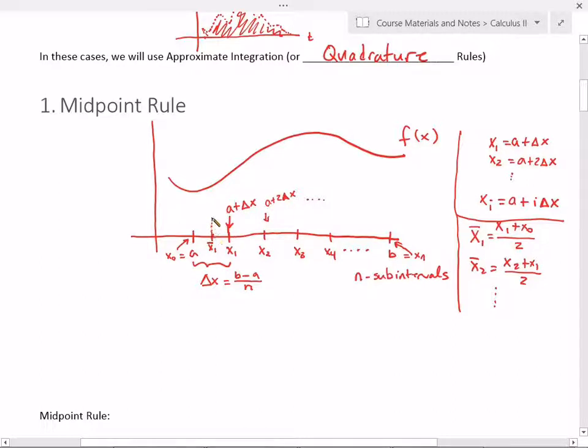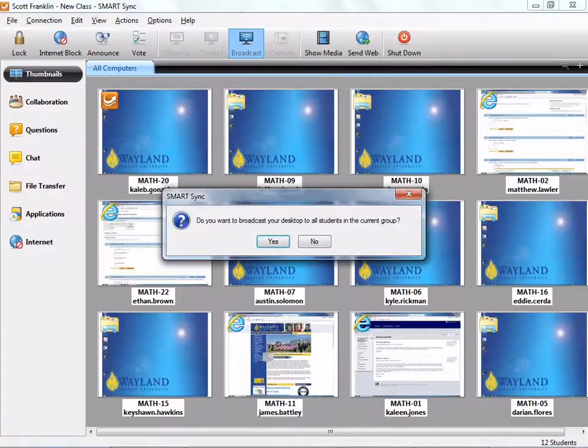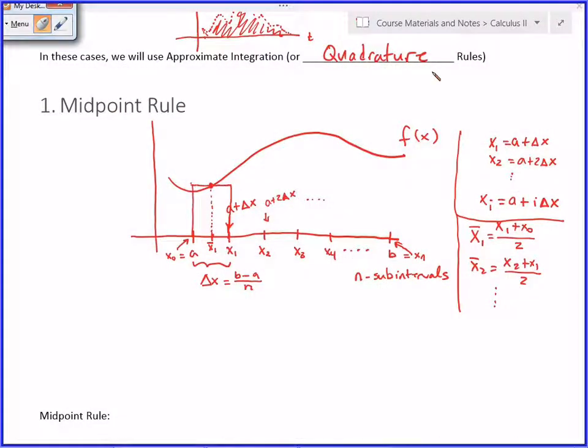So now I go up from that point to the curve, and I draw a rectangle that's the height of the curve at the midpoint. And then I'd just keep doing that, right? I'd find a midpoint here, which I'd call x2 bar, and go up that high. And then I'd have another rectangle, and so on.